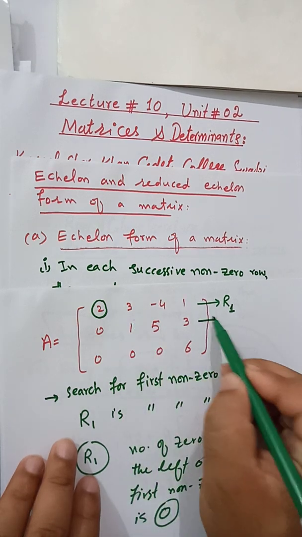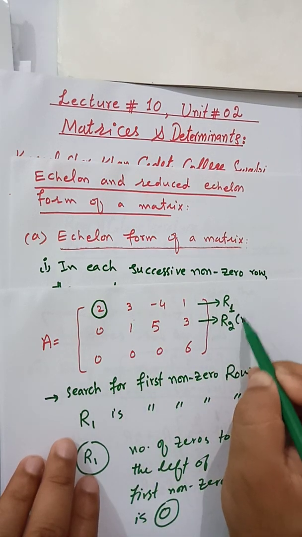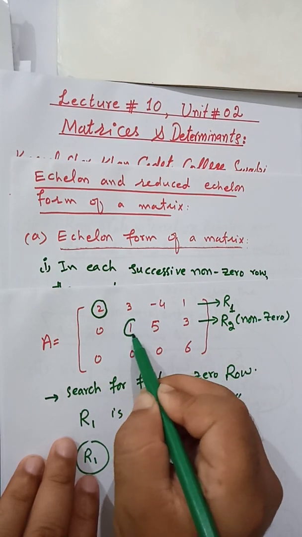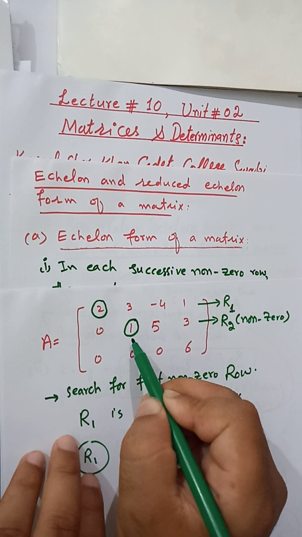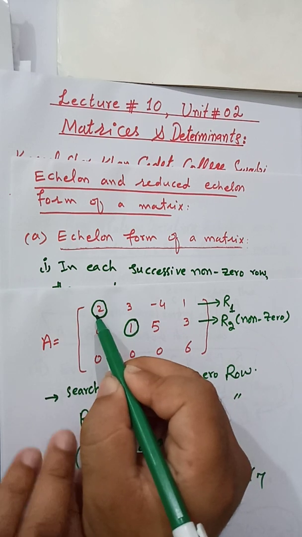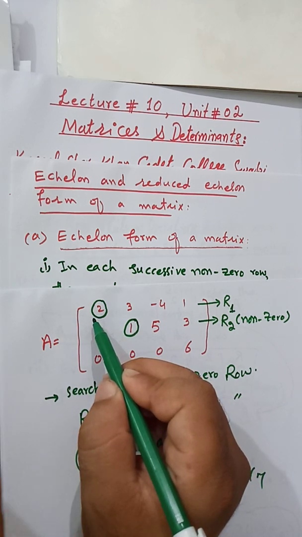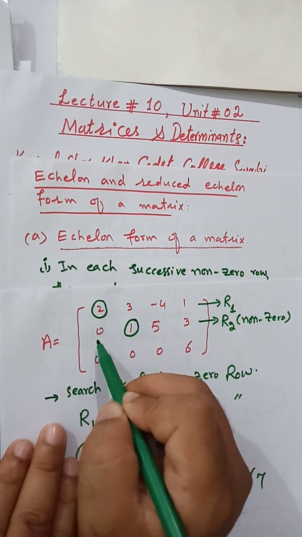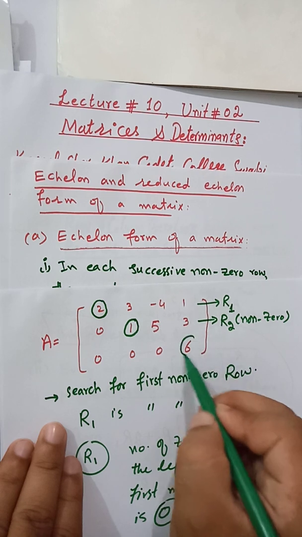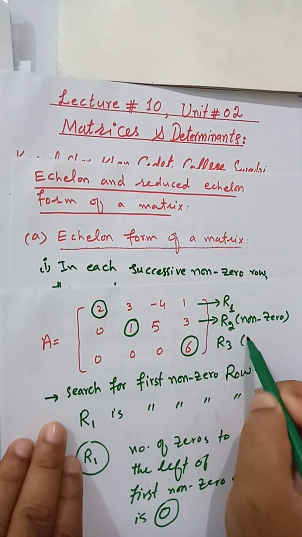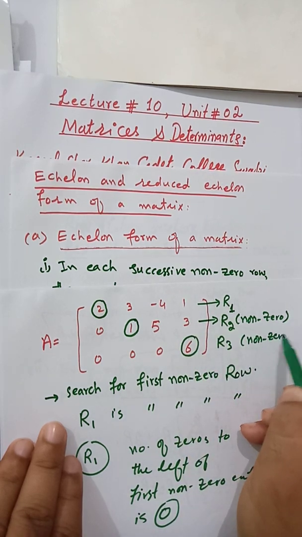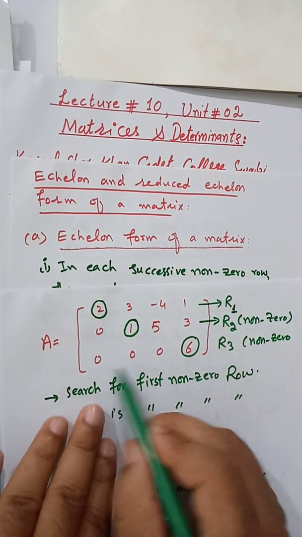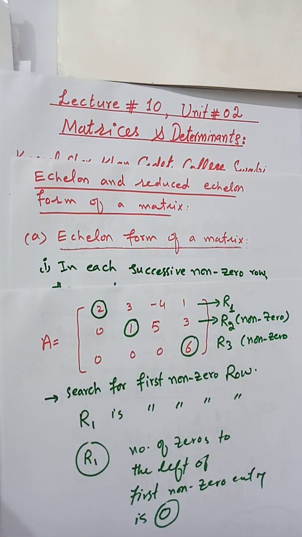This number must increase row by row. This is the second non-zero row, and in it this is your first non-zero entry. Here before the first non-zero entry there is 1 zero. And this is also the third non-zero row, and here also you see that before the non-zero entry the number of zeros is more than in the previous row.